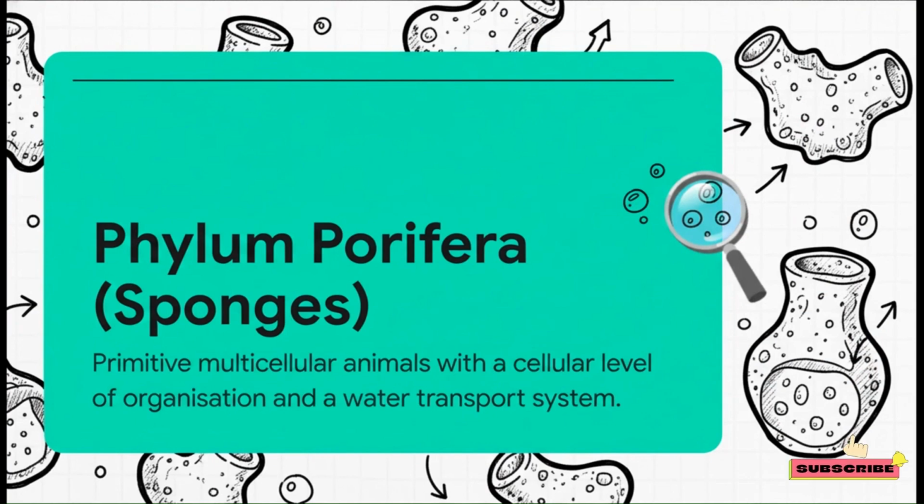Our first stop is phylum Porifera. We're talking about the humble sponges. These guys are basically the living ancestors of the whole animal kingdom. They're still operating at that super simple cellular level. They're like these amazing living water filters, true masters of simplicity.